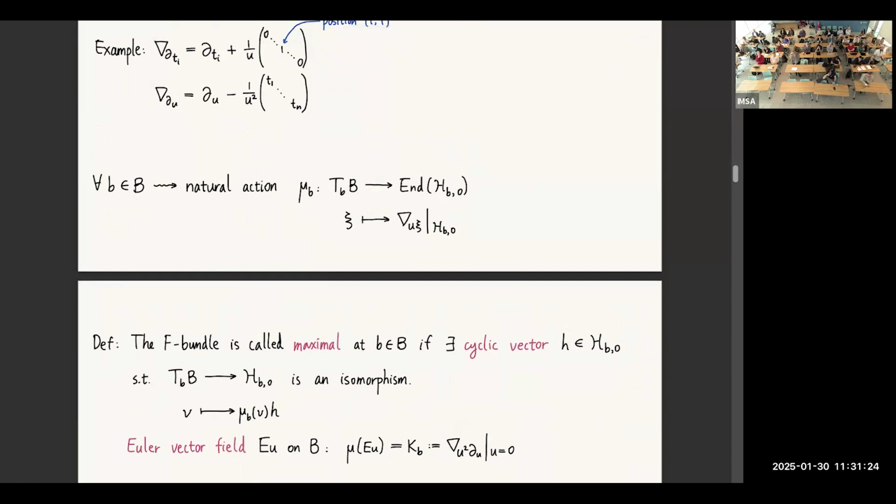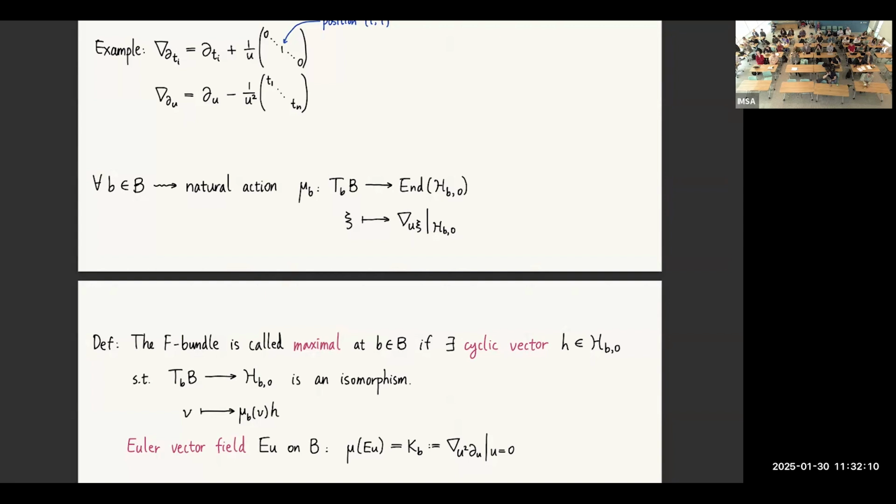And the F bundle is called maximal at a point if we have some cyclic vector for the action. So it means that we have a cyclic vector H such that when we consider this natural action mu, we get an isomorphism between the tangent space and the fiber H_B of the bundle. That's maximal. And in the maximal case, we have something called the Euler vector field.